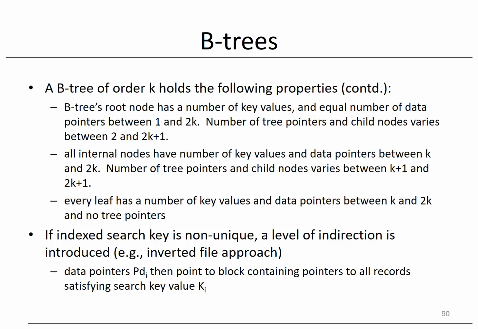If the index search key is non-unique, a level of indirection is introduced similar to the inverted file approach discussed previously. The data pointers PDi then don't point to the records directly, but to a block containing pointers to all records satisfying the search key value Ki.